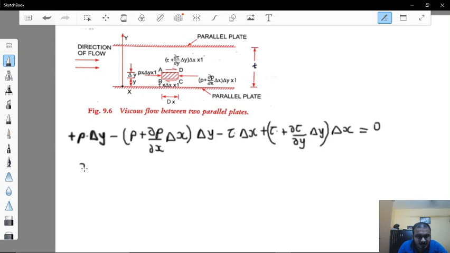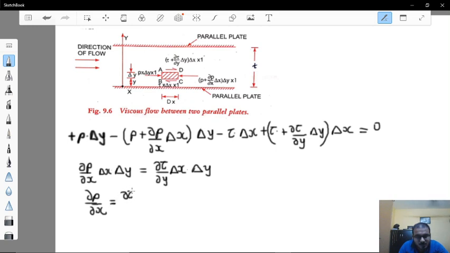So finally what we will be getting here is, I am directly writing down dp over del x into delta x into delta y is equal to del tau over del y into delta x into delta y. So finally what we are getting here is del p over del x is equal to del tau over del y.